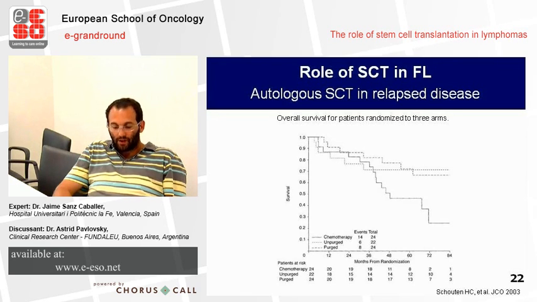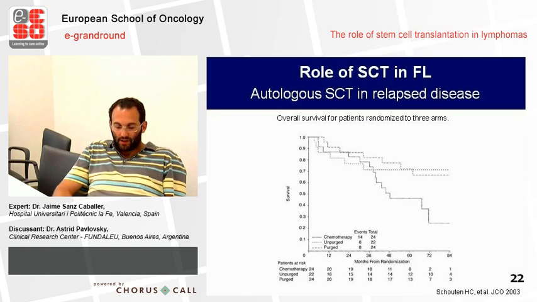The EBMT conducted the only randomized study that addressed prospectively the role of autologous transplant compared with standard therapy in relapsed follicular lymphoma patients. A total of 140 follicular lymphoma patients with chemosensitive disease after salvage chemotherapy were randomized to receive further conventional therapy, autologous with a purged graft, or autologous with an unpurged graft.